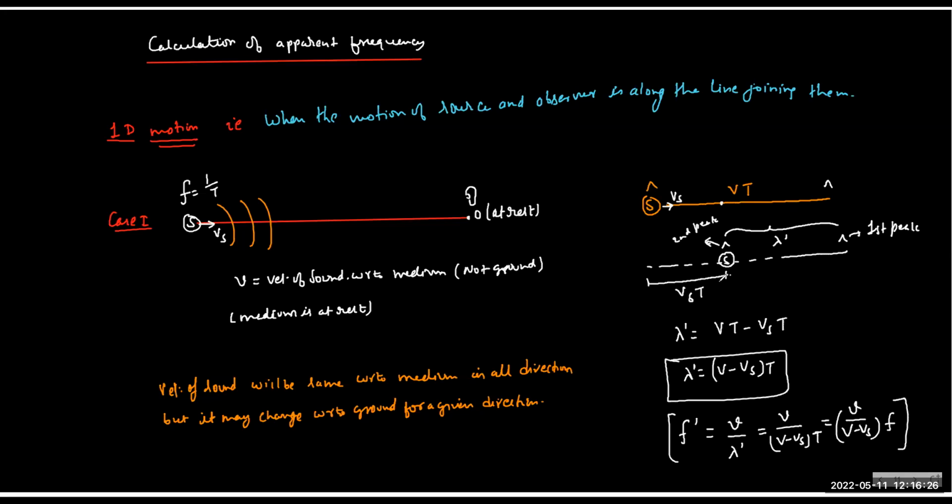So what is the separation between the two consecutive crests? Will it be VT or will it be less? That is what we are calculating here, no? Because the source is moving forward, while emitting the next crest, it will be closer to the first crest than actual, isn't it? Yes. Because if the source is not moving, the first crest and second crest will be exactly at a separation VT only, isn't it?